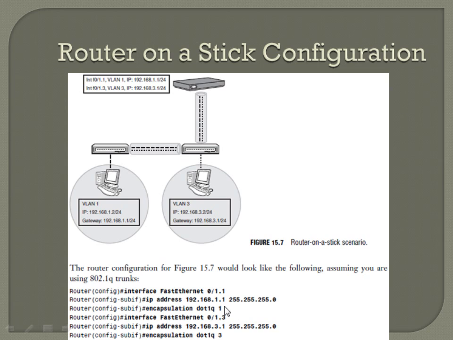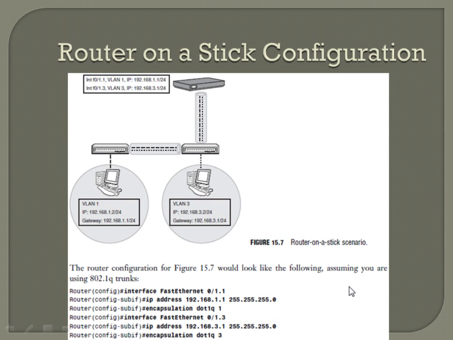And then on .3, configured as 192.168.3.1, and then for VLAN 3 down here. And you can do that for pretty much any number of VLANs. The other method of getting inter-VLAN routing set up is through switch virtual interfaces.